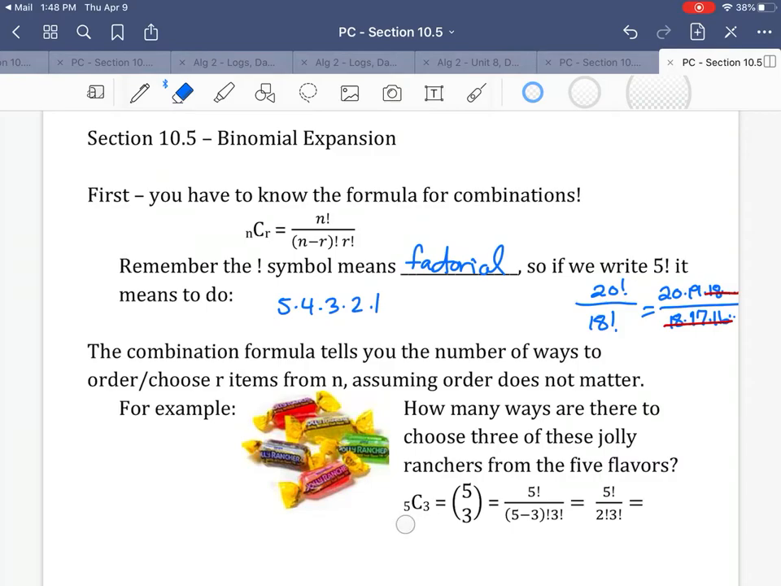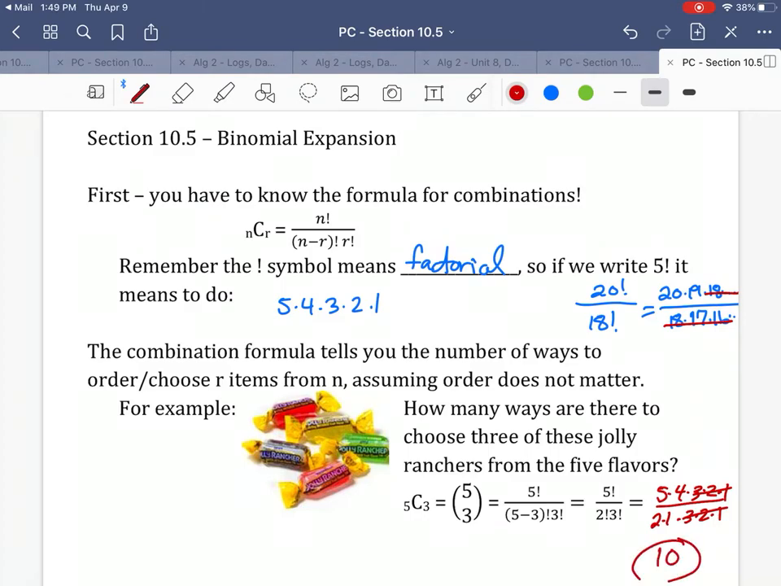Another way you see 5 choose 3 written is like this, almost in a vector format, but that means 5 choose 3 as well. So I would do 5 factorial over 5 minus 3, which is 2 factorial, and then the r factorial is right here, 3 factorial. I'm going to use 3 factorial to reduce this down. 5 factorial is 5 times 4 times 3 times 2 times 1. In the bottom I have 2 factorial, which is 2 times 1, and 3 factorial, which is 3 times 2 times 1. So I'm going to cancel those out, and what I have left is 20 divided by 2, which is 10.